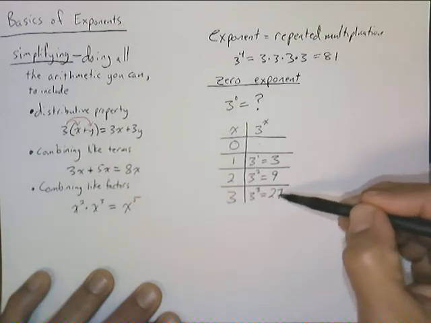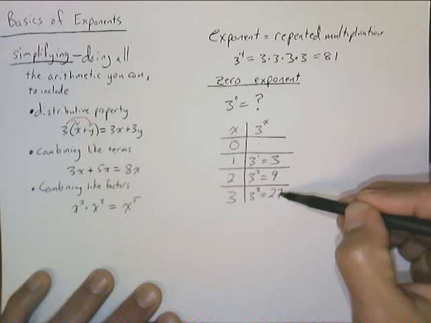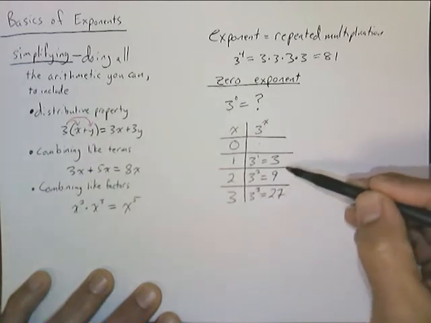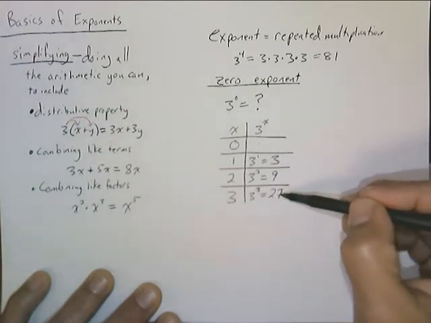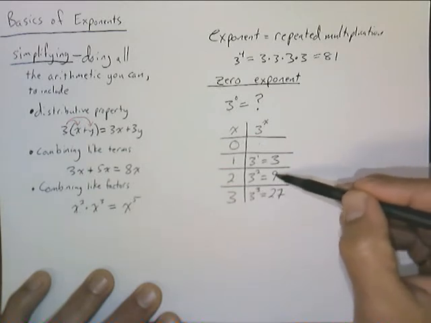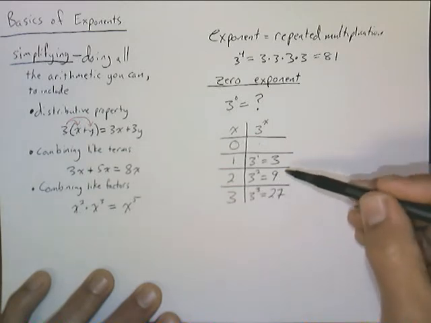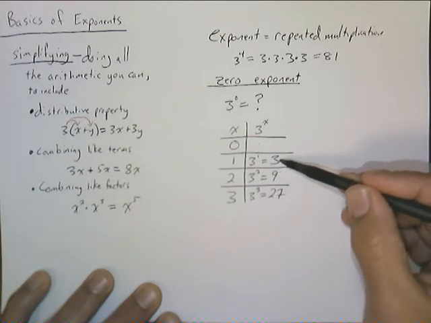How do we get from 9 to 27? Well, we multiply by another 3. Let's think about going the other way. To go from 27 to 9, you divide 27 by 3 and you get 9. Similarly, if we divide 9 by 3, we get 3.